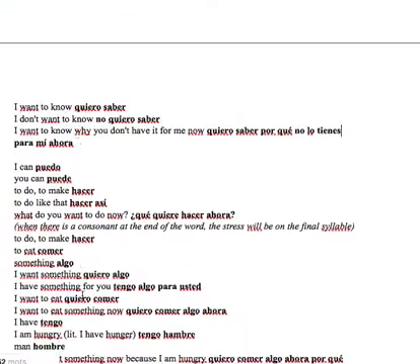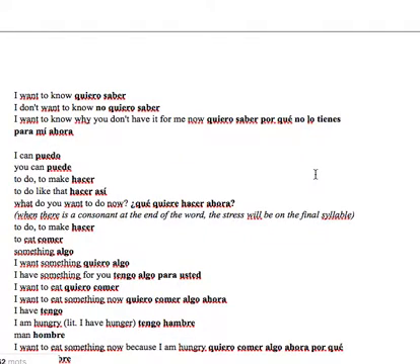Okay. I was using another transcript. I copied and pasted and nothing is working right. So I want to know why you don't have it for me now. Quiero saber por qué no lo tienes para mí ahora.